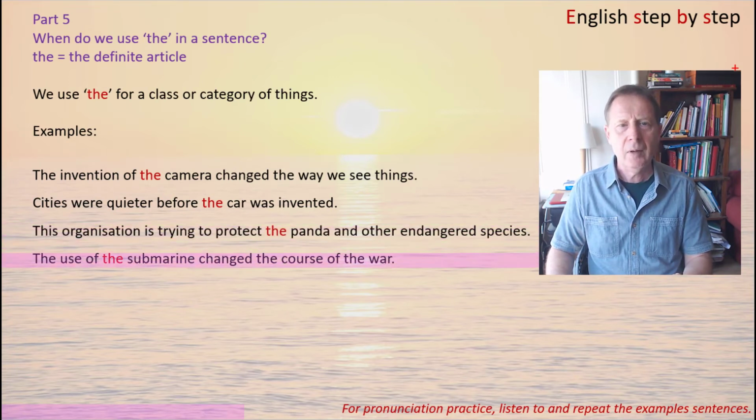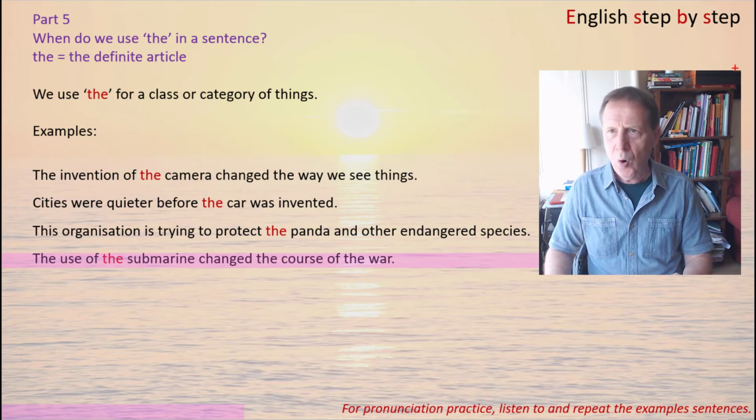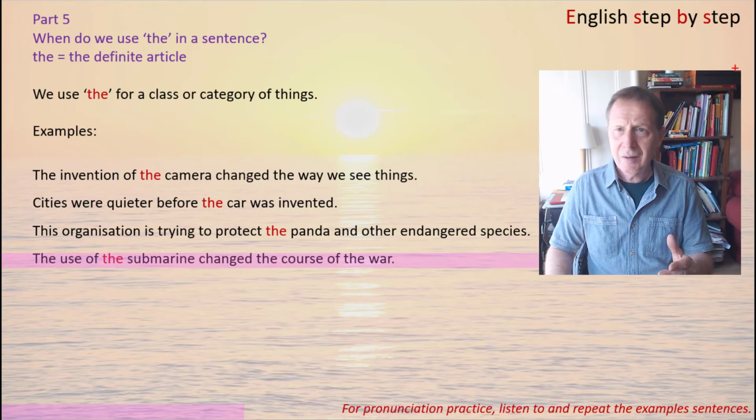Last example. The use of the submarine changed the course of the war. Now, of course, during the Second World War, there were hundreds, maybe thousands of submarines. But here, we're not talking about one submarine, we're talking about one category of, in this case, one invention which was used in the war. The submarine.